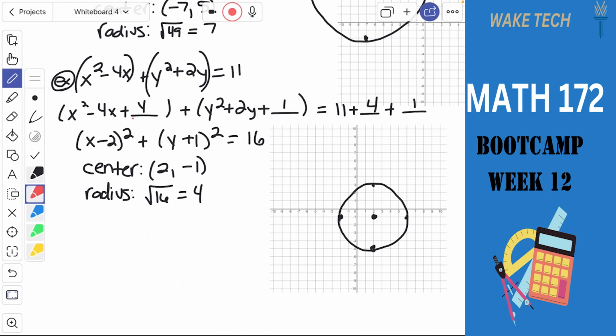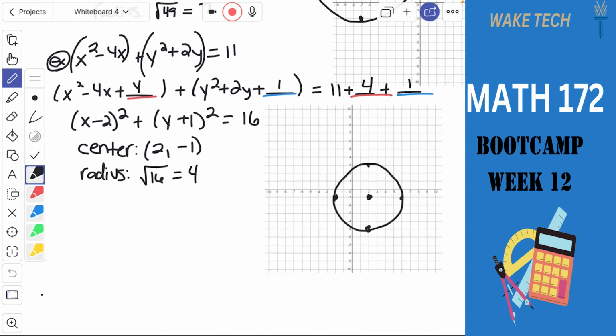So 4 on the left, 4 on the right, 1 on the left, 1 on the right. Kind of gets hidden in that graph, maybe. Sorry about that. Other questions about that one?